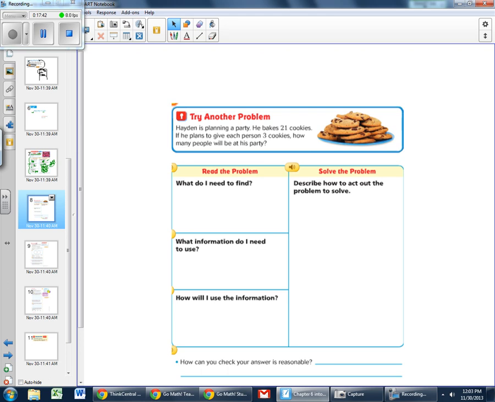It wants us to try another problem. It gives us a similar graphic organizer to use. Hayden is planning a party today. He bakes 21 cookies. That sounds like important information. I'm going to underline that. If he plans on giving each person 3 cookies, how many people will be at his party? Okay, so here's my question word. How many people will be at his party? What do I need to find? I need to find how many people will be at his party.